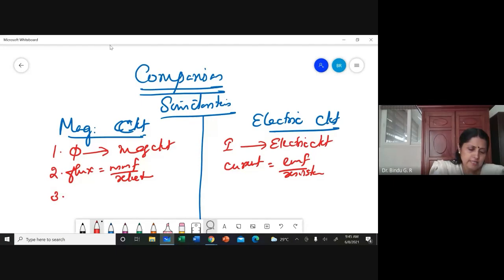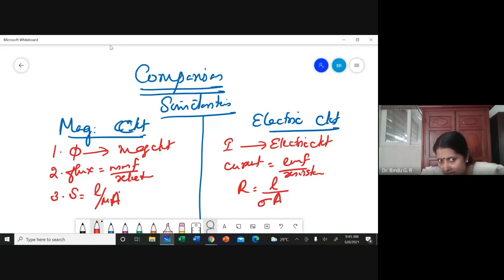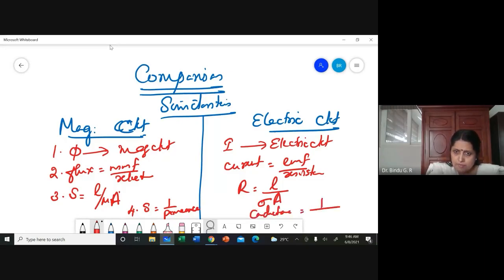Three. The reluctance is equal to L by mu 0 into mu r into A, and R is equal to L by sigma A. What is A? Area of cross section. What is L? Mean length of the magnetic circuit or mean length of the electric circuit, whatever it may be. Four. Reluctance is equal to 1 by permeance, not permeability. Conductance is equal to 1 by resistance.